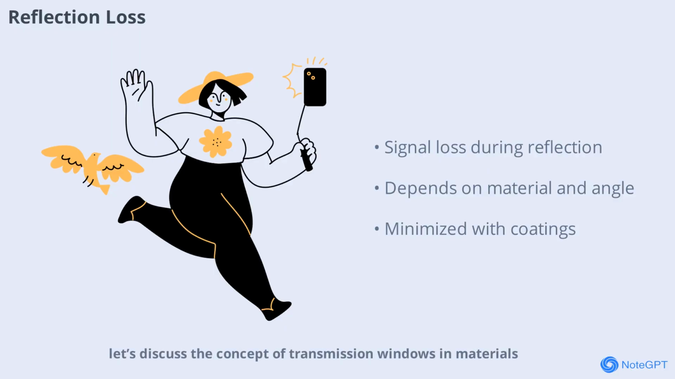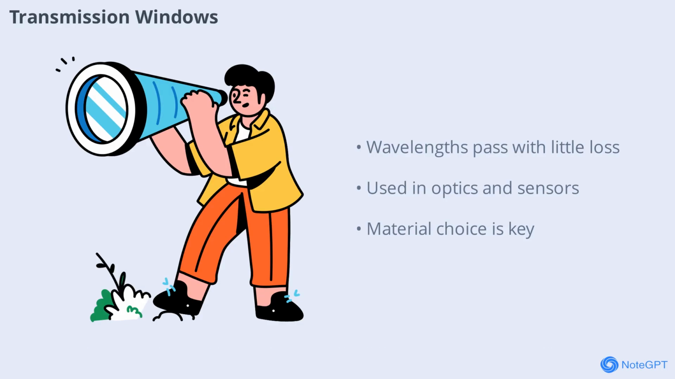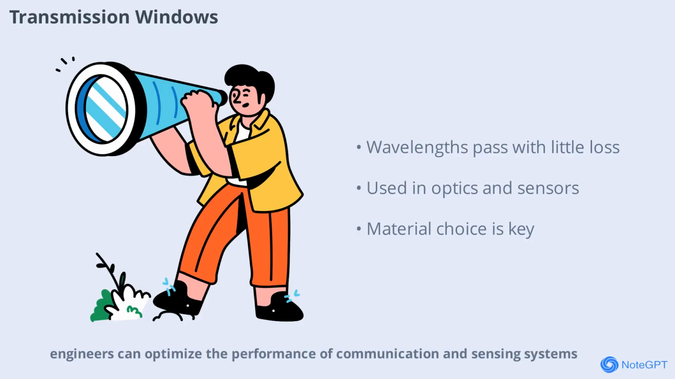Next, let's discuss the concept of transmission windows in material. Transmission windows are specific wavelength ranges where materials allow electromagnetic waves to pass through with minimal absorption or reflection. For example, glass has a transmission window in the visible spectrum, making it transparent to our eyes. These windows are important in designing optical fibers, sensors, and imaging devices. By choosing the right materials, engineers can optimize the performance of communication and sensing systems.